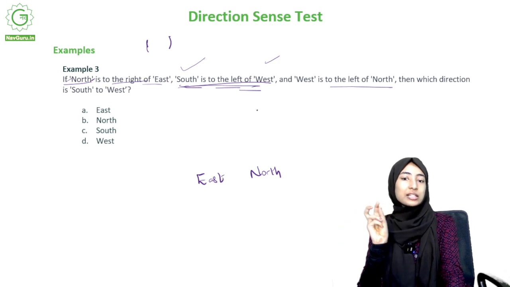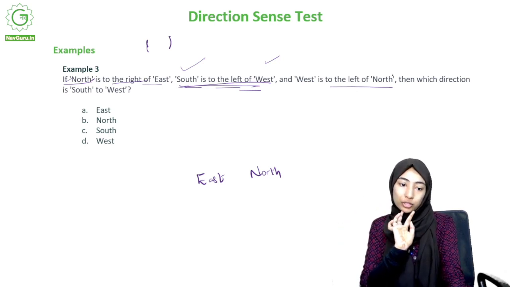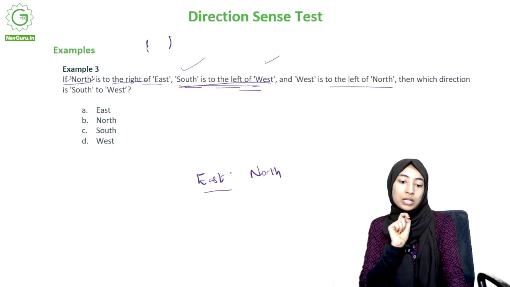So we'll see if there is anything else that's said later on. West is to the left of north. Okay, we know this. But now we have a problem, because on the left you already have east. So west could either come here. We can draw two cases: either west can come here, or west can come here, okay?